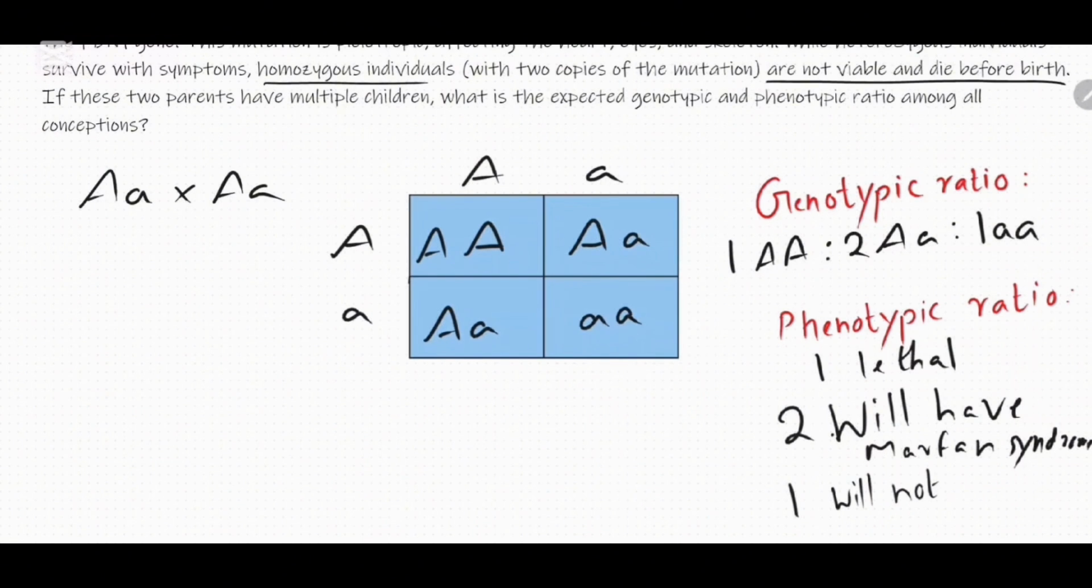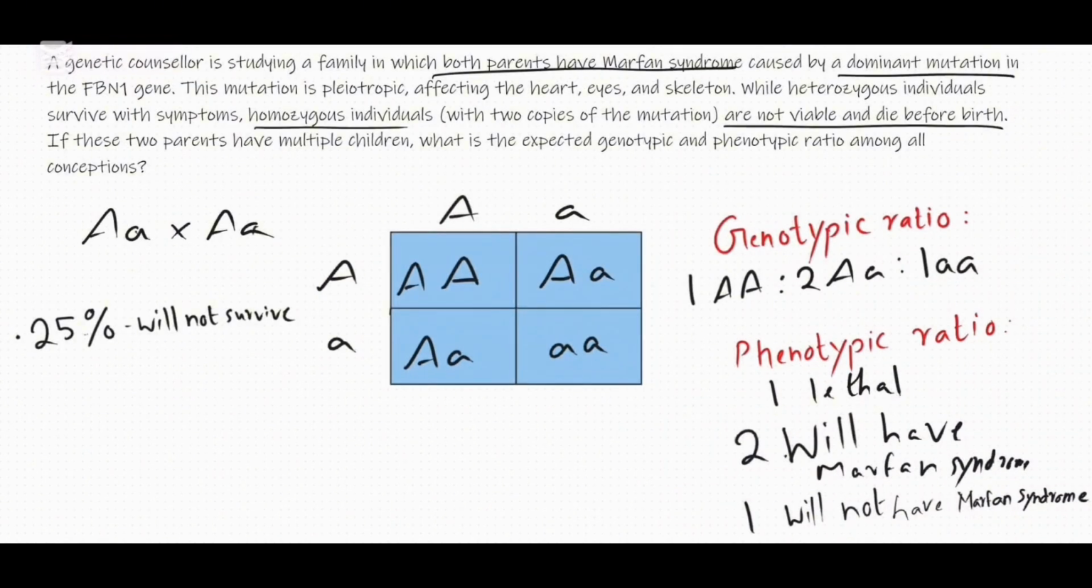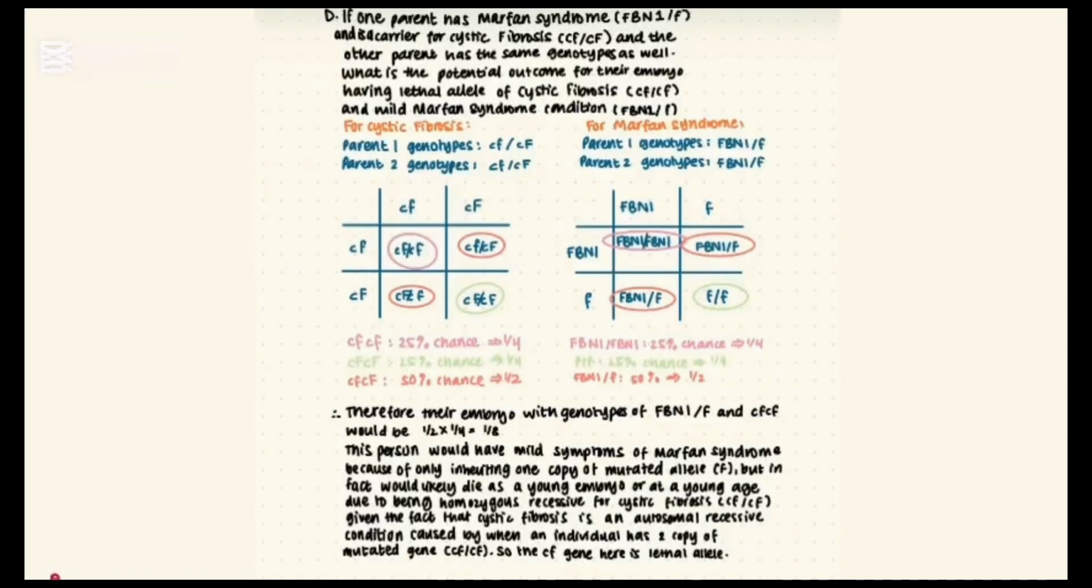And we can also see that in this situation 25% of the children will not survive and the rest, 75%, will survive. This shows how dominant lethal alleles like the one in Marfan syndrome affect inheritance patterns, and understanding this concept helps genetic counselors to explain recurrence risks to families and the likelihood of various outcomes that could happen during pregnancies.